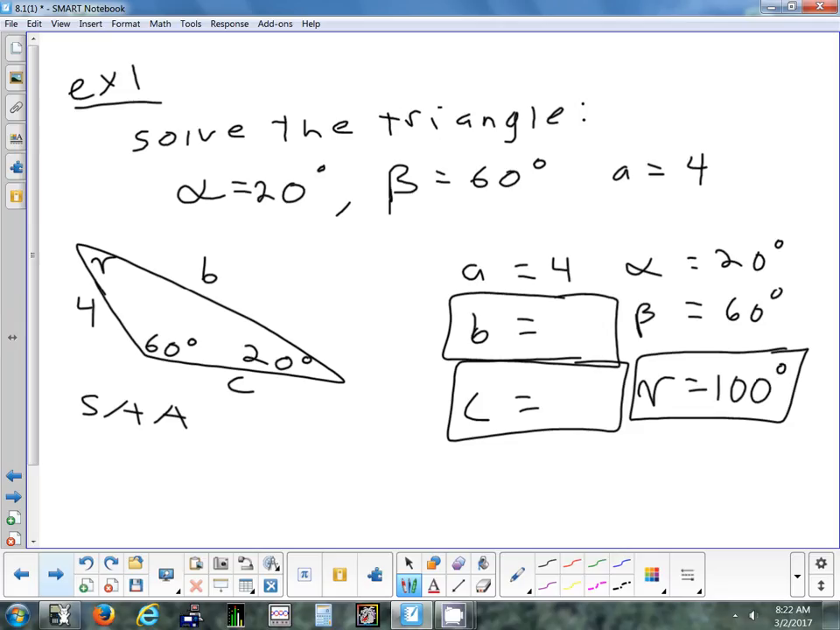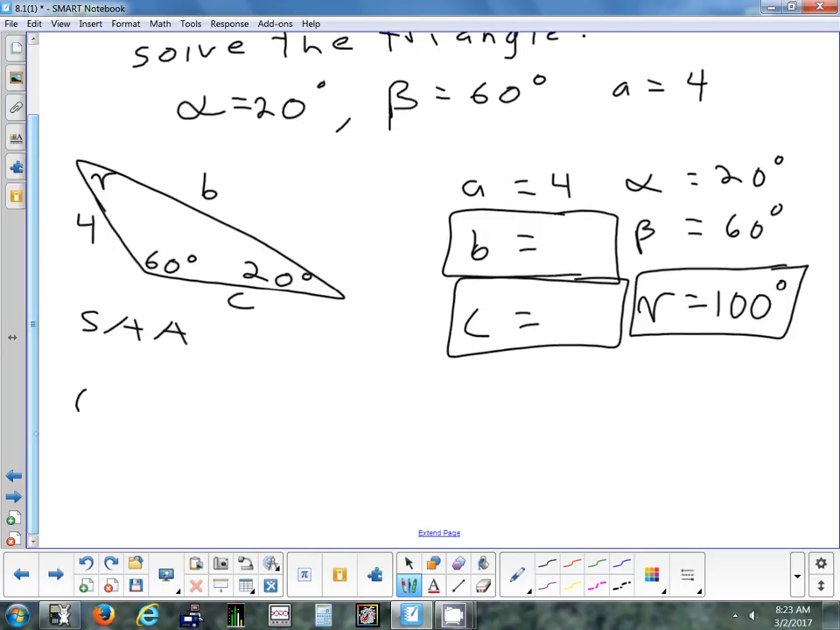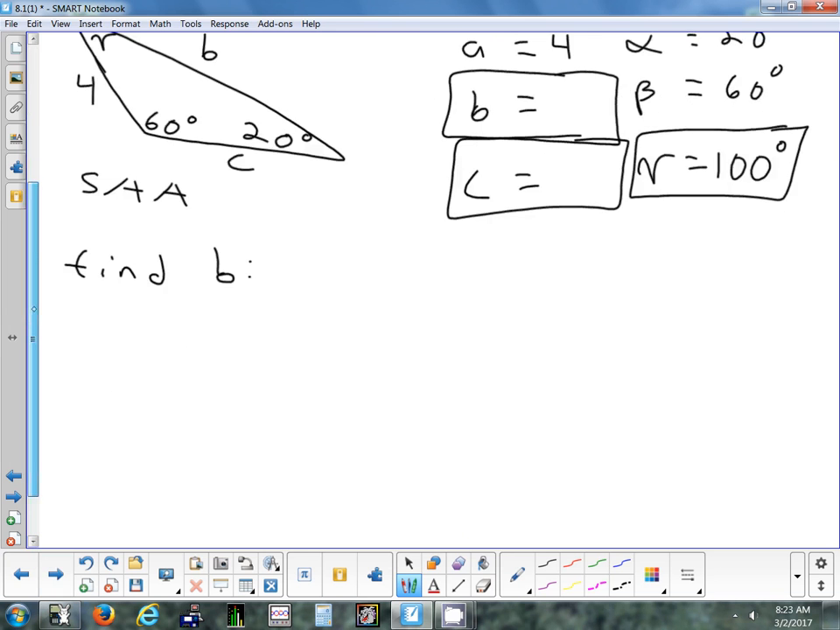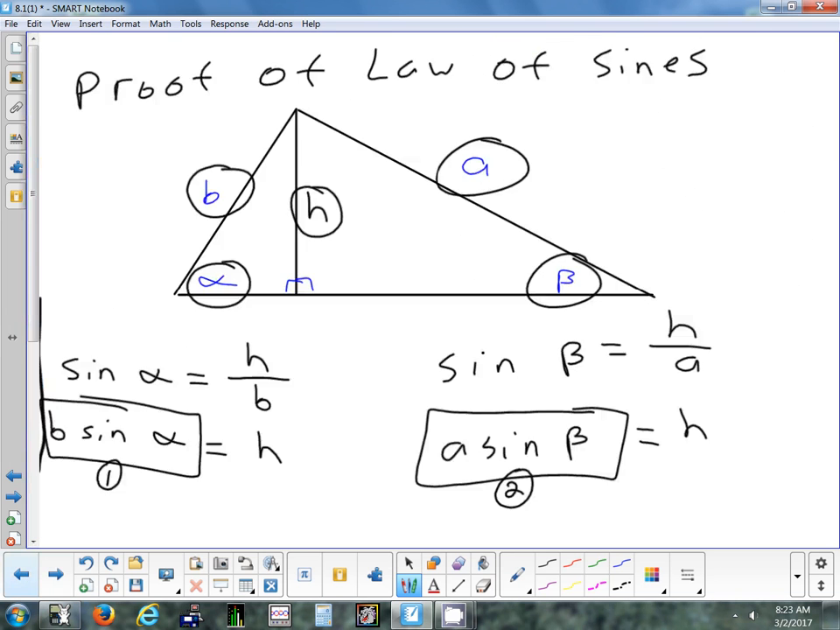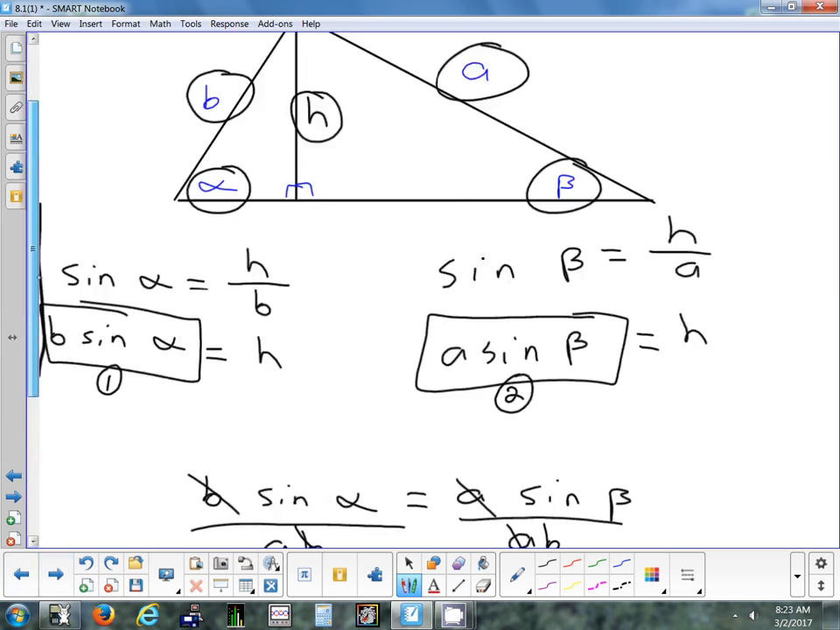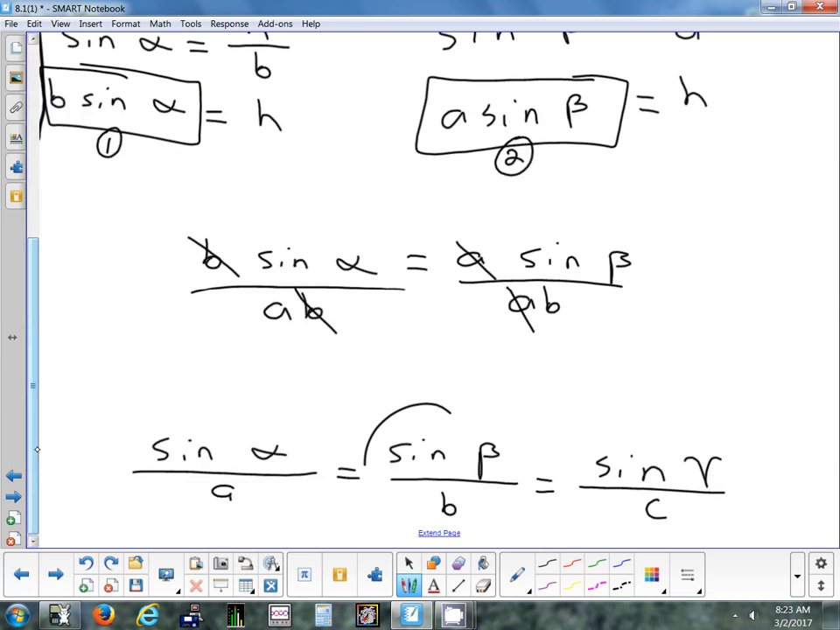Okay, so that's one thing we need. And now we can find B or C. It doesn't matter the order we do it in, so I don't know. Does anybody have a preference which one you want to do first? B. Okay, so we're going to find B. To find B, we're going to use 2 parts of the law of sines. We're definitely going to use this part.